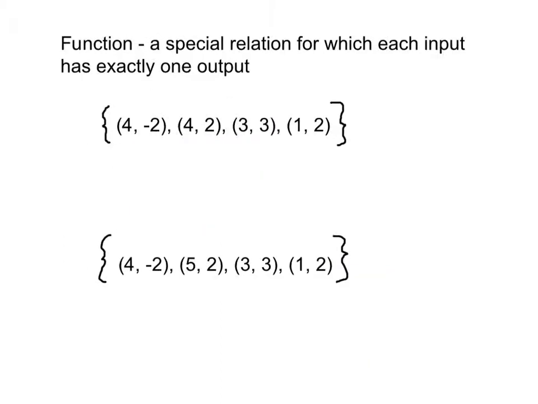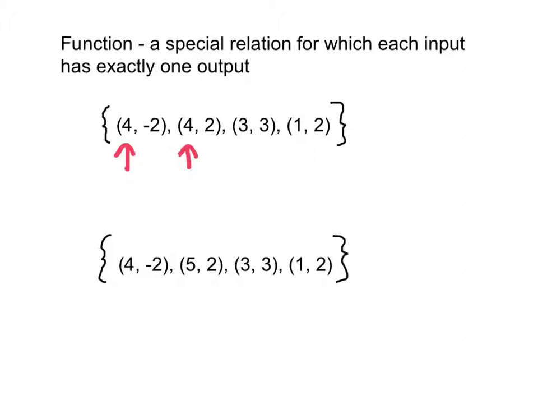A function is a special relation for which each input has exactly one output. In the first example, I'm looking at a set of ordered pairs: 4, -2, 4, 2, 3, 3, and 1, 2. This is definitely not a function, because the domain element 4 gets mapped onto 2 different range elements. It gets mapped onto -2, and it also gets mapped onto 2. Therefore, this is not a function, this is simply a relation.